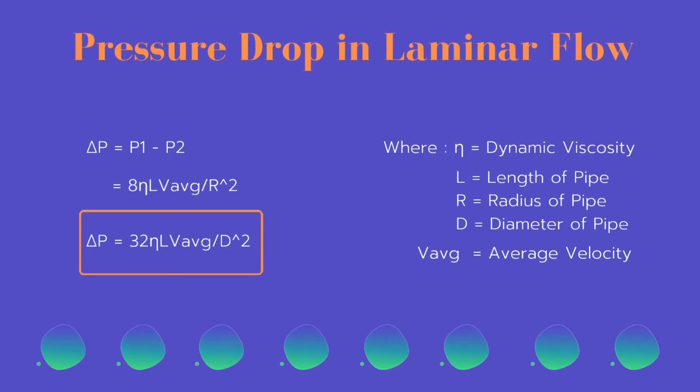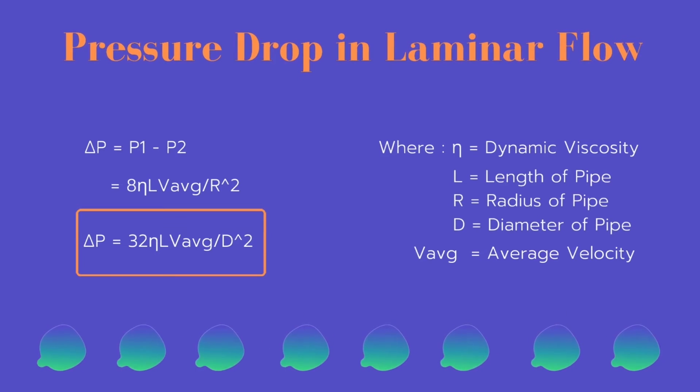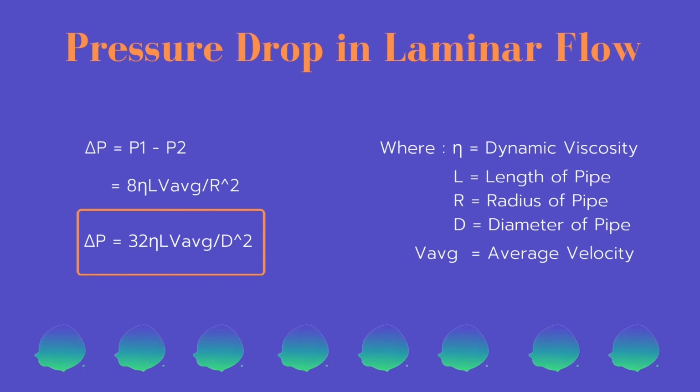Pressure drop in laminar flow is expressed with this formula. Delta P is equal to P1 minus P2, which is equal to 8 eta L V_average over R squared, which is equal to 32 eta L V_average over D squared, where eta is the dynamic viscosity, L is the length of the pipe, R is the radius of the pipe, D is the diameter of the pipe, and V_average is the average velocity.